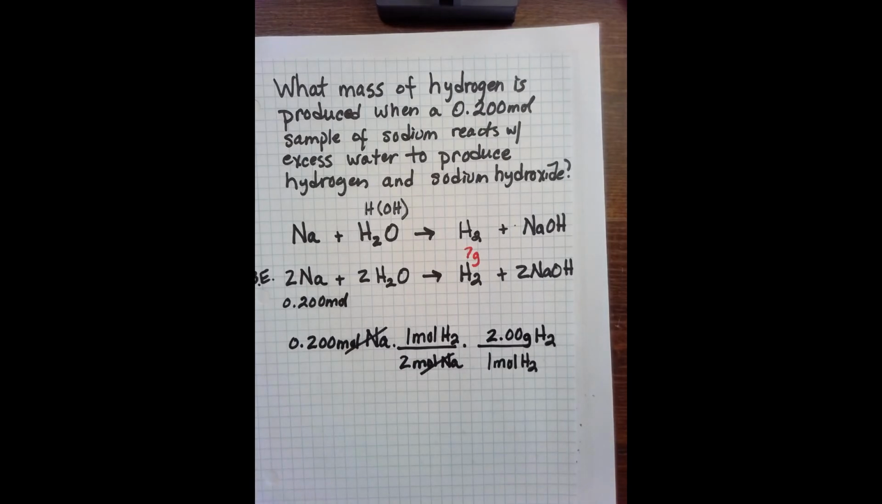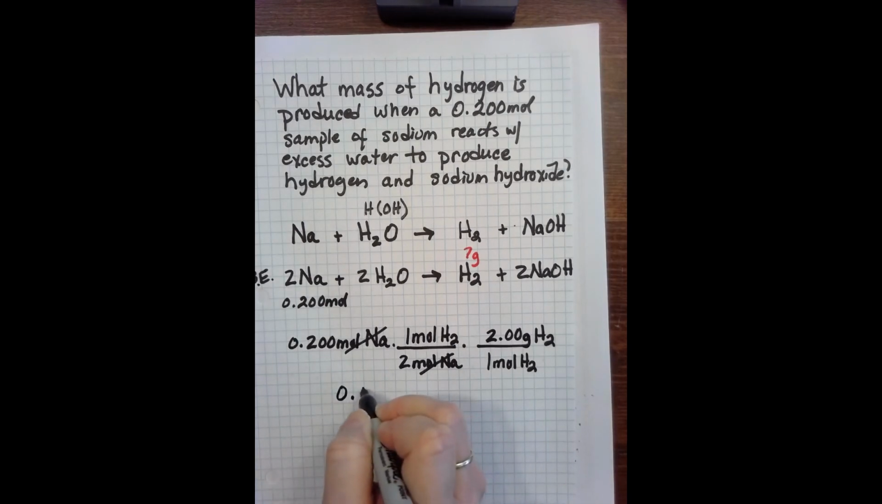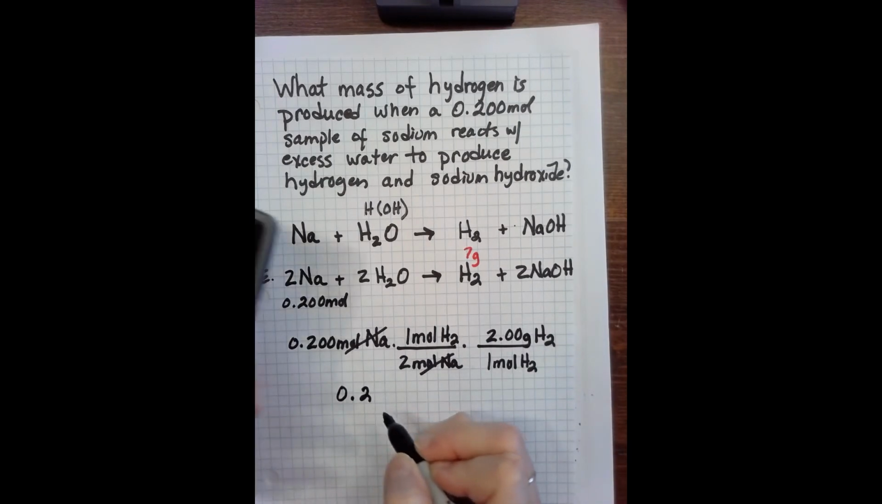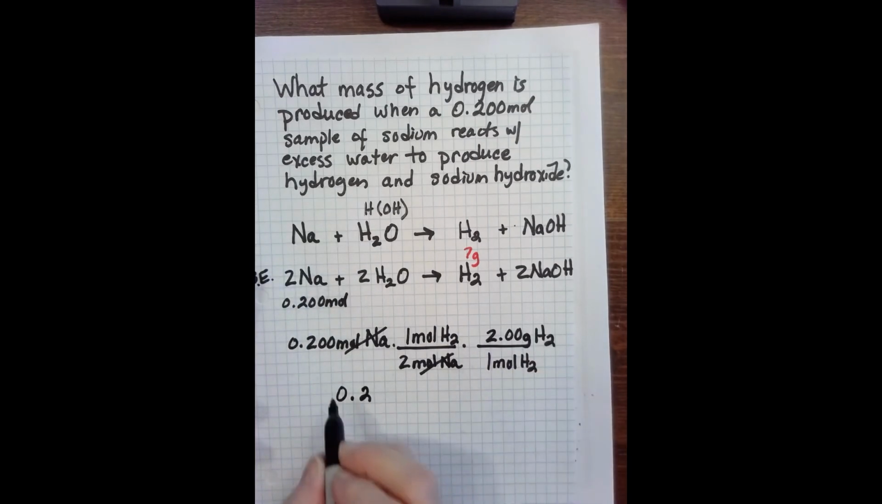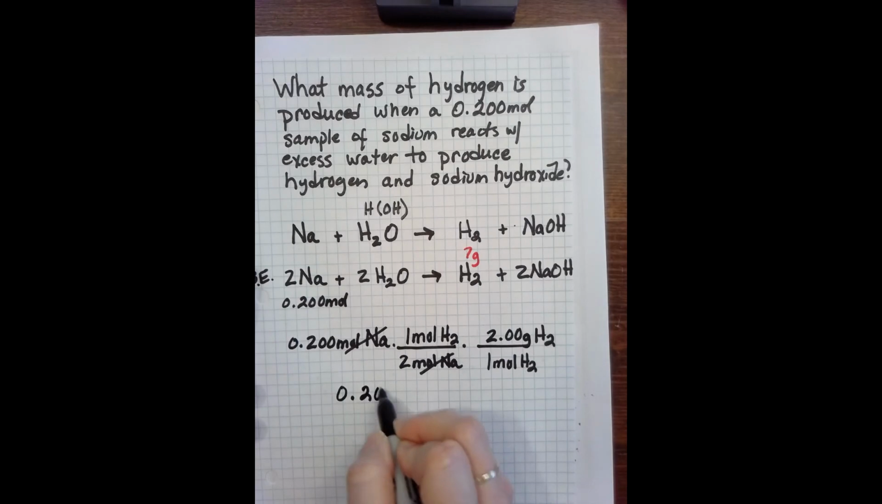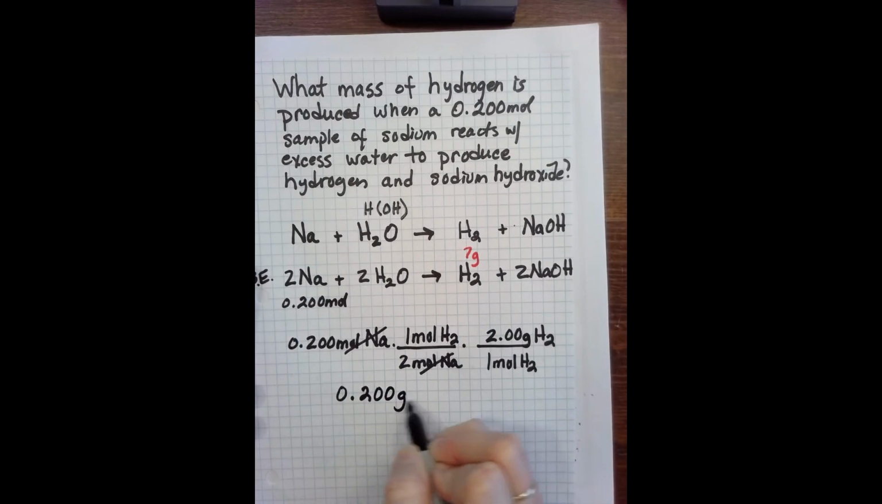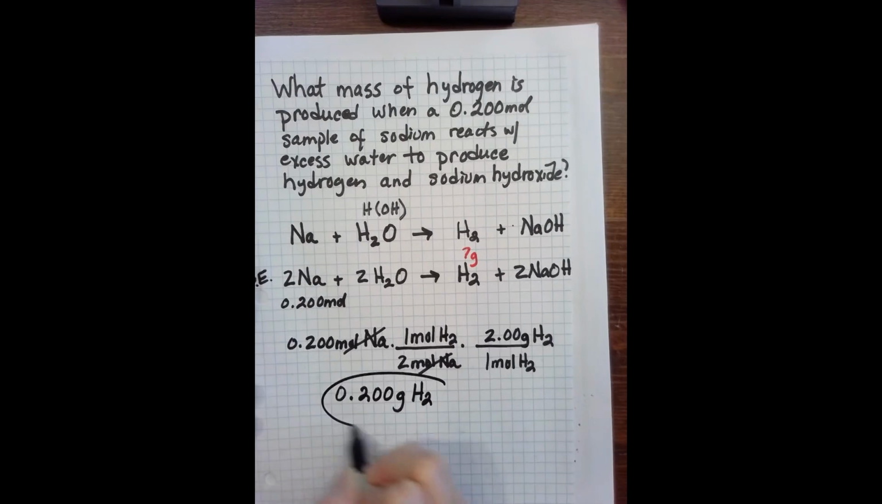So we're going to pick up our calculator. 0.2 divided by 2 times 2 equals 0.2. If you had a 1 here, with the numbers that we have, that's what we're going to get right there. If you used a different molar mass, you'll have a little different answer. We need 3 sig figs. I'm just going to go ahead and do that. Grams hydrogen.